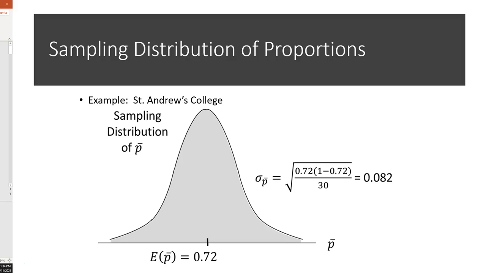If we use the normal approximation and impose the normal curve distribution, we have the expected value of the population proportion, 0.72, and the standard deviation for this curve is equal to the square root of the population proportion multiplied by 1 minus the population proportion, divided by the sample size. So this is going to end up resulting in the standard error of the proportion being 0.082.